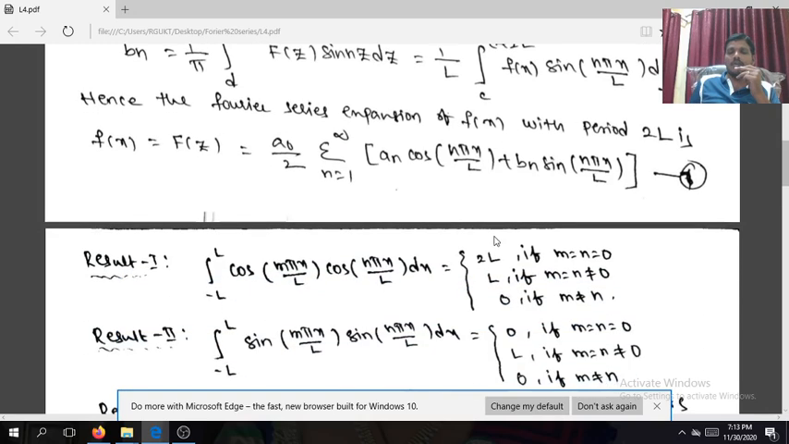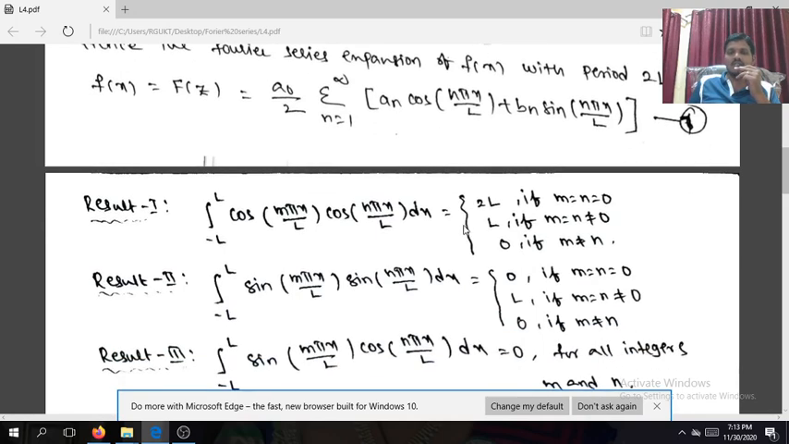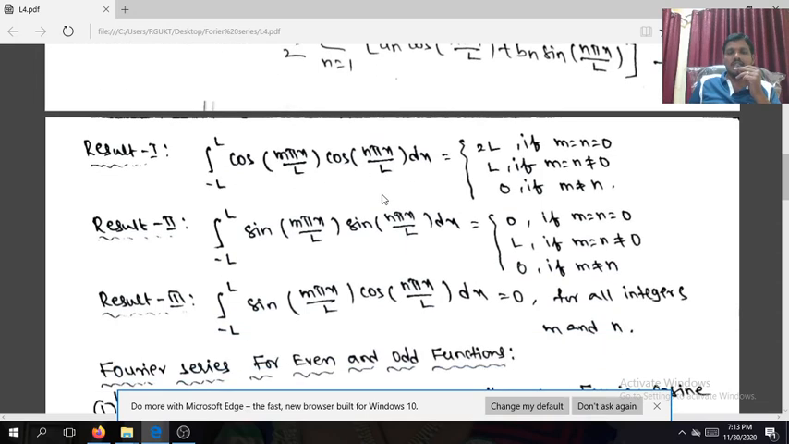Right. Now I am going to write some important results. Let's see the different intervals. Integral minus l to l cos m pi x divided by l cos n pi x divided by l dx is equal to, in case of m is equal to 0, n is equal to 0.